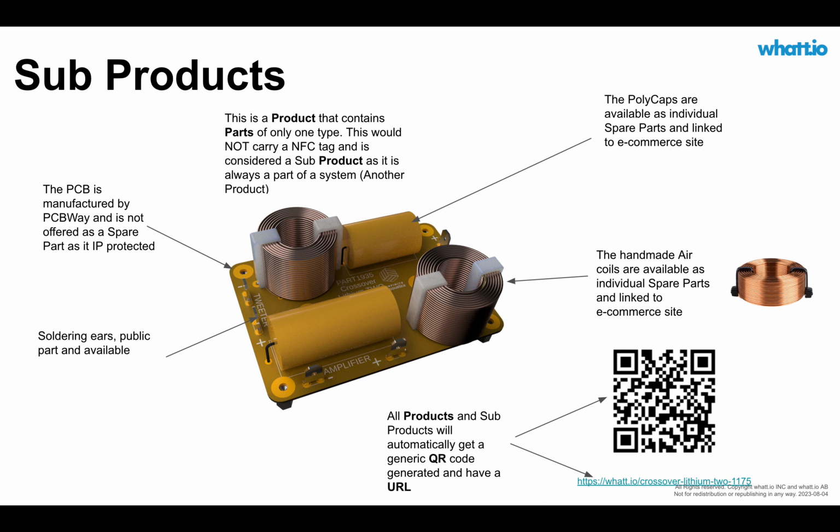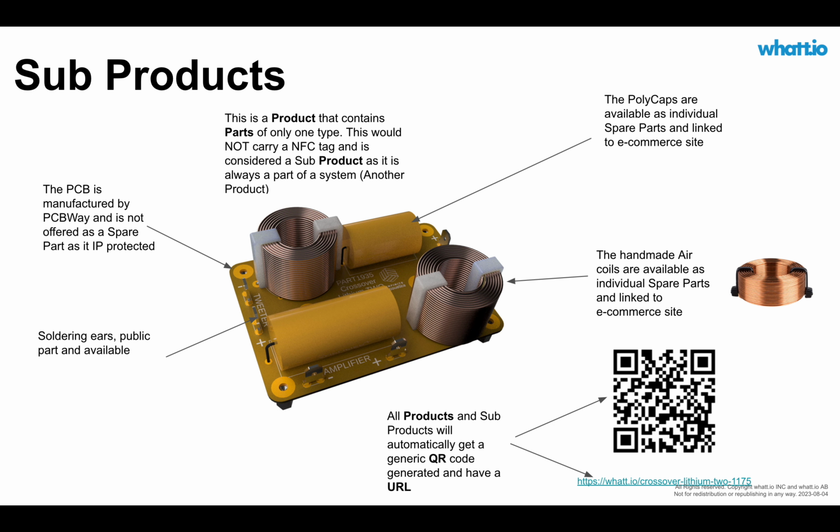You wouldn't have an NFC tag on this one, even if it's generated by the system. The PCB in this example is manufactured by an external supplier, and it's not offered as a spare part. Instead, it's IP protected. On the other hand, the components can be made available as they are defined as parts. The handmade air coils can also be used as individual spare parts and linked to an e-commerce site.